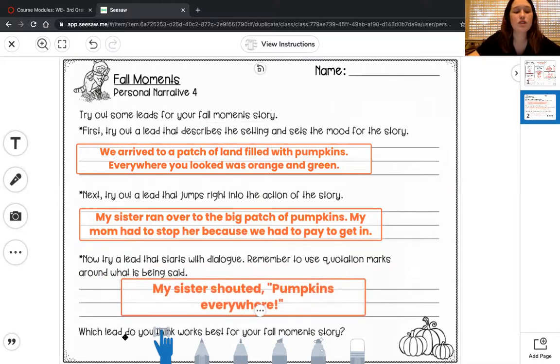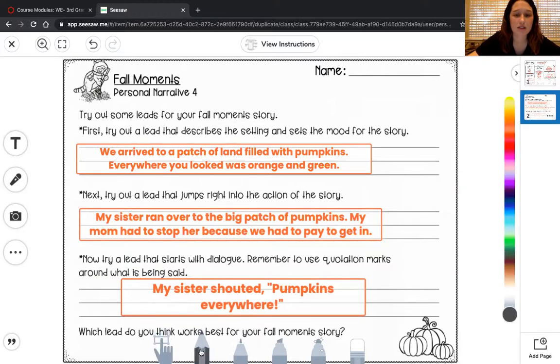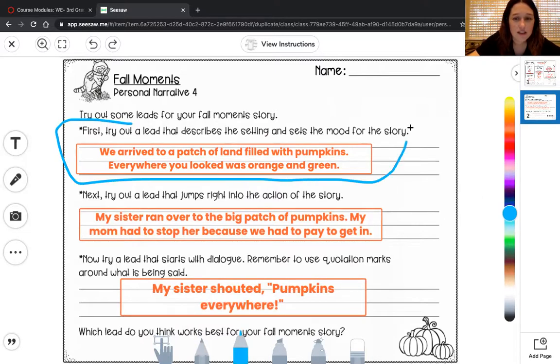All right, then it says, which lead do you think works best for your fall moment story? So I'm going to pick the one that works best. I think I like this one the best. So I think I'm going to try this one, okay? That was not a good circle, but you'll get the idea. Maybe I can try my circle again. Oh, that's better. All right, I like that one the best. I like, we arrived to a patch of land filled with pumpkins. Everywhere you looked was orange and green. I think that's the best one. So I'm going to go with that one.